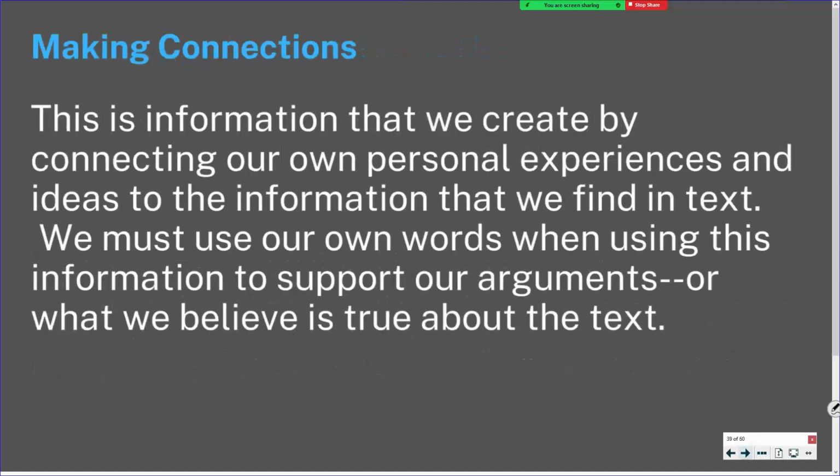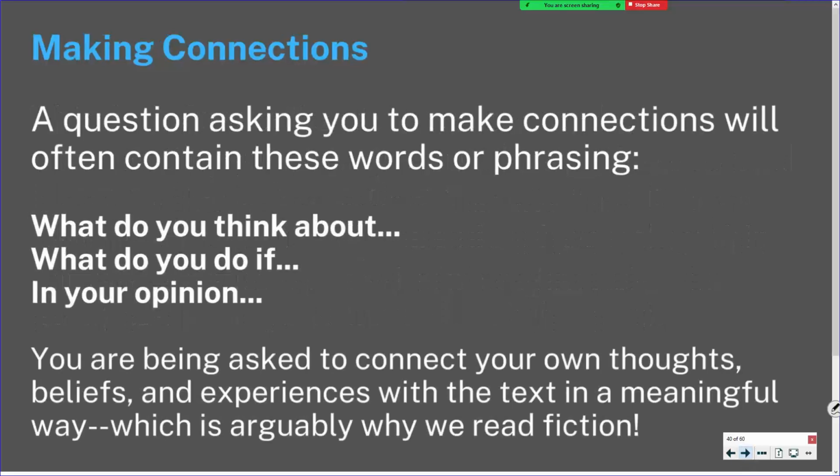The third example is when you make connections. And when we make connections, we are creating information by connecting our personal experiences and ideas to the information that we find in the text. We must use our own words when using this information to support our arguments, or what we believe is true about the text. So a question that's asking you to make connections will often contain these words or phrasing. What do you think about? What do you do in your opinion, right? So you and your. It's talking about you. You are being asked to connect your own thoughts, beliefs, and experiences with the text in a meaningful way.